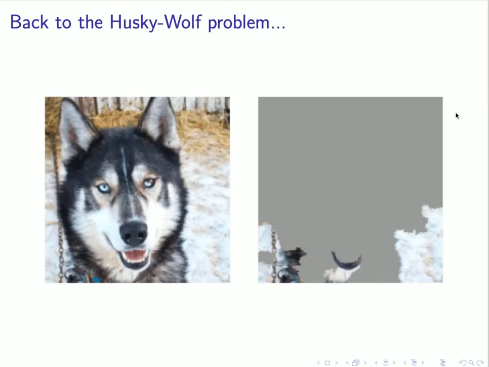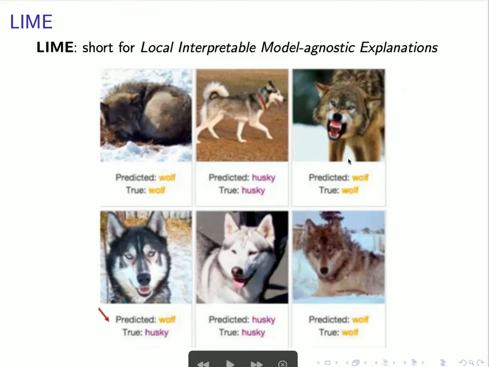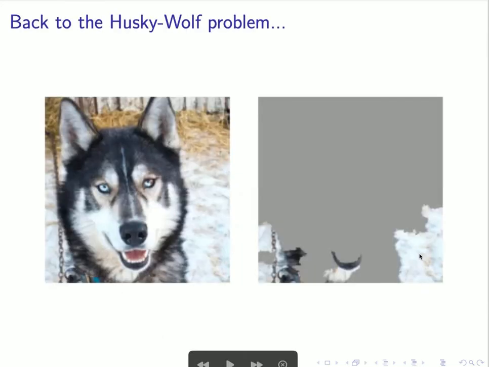Now, if we go back to the Husky Wolf problem, it's really interesting because apparently that classifier that we saw was classifying things based on the background of the picture. Because if we go back to this, you can clearly see that wolves always have a white background, and huskies always have a brown background. So the classifier was classifying wolves and huskies according to the wrong principle. So it was simply a snow detector rather than a wolf detector. And this is why we must pay attention to explanation, I think, and why they're really interesting.